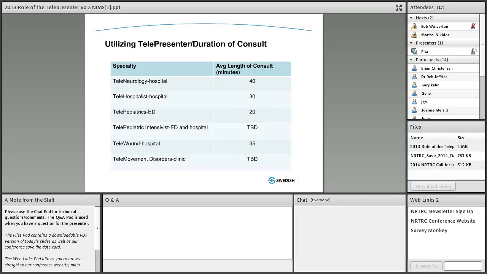And then telemovement disorders is our clinic-based program, and the role of the telepresenter is very similar in our clinic as in our hospital. The clinic is going to be scheduled, of course, but the presenter will room the patient, set up the room, make sure that all the appropriate equipment has been prepared, and educate the patient just as they would in the hospital setting. So there's not a whole lot of difference between the two.